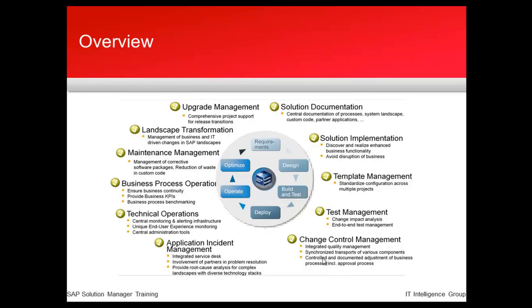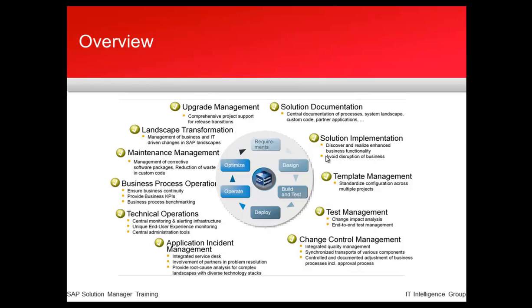Then you have change control management. Basically you find out and implement controlled and documented adjustment of business process and approval process. Okay, then you have the test management phase. So once changes are documented, they are approved, and they can be tested and then can be rolled out.